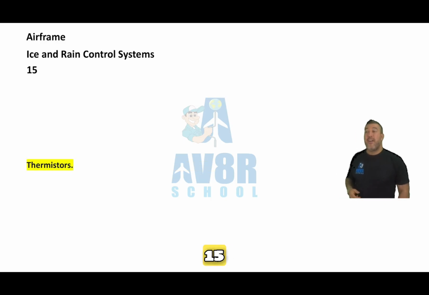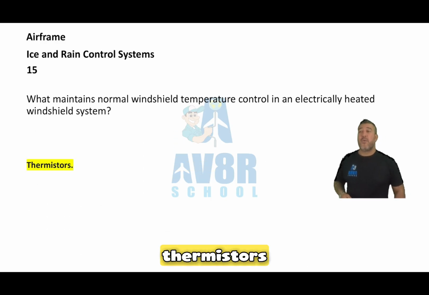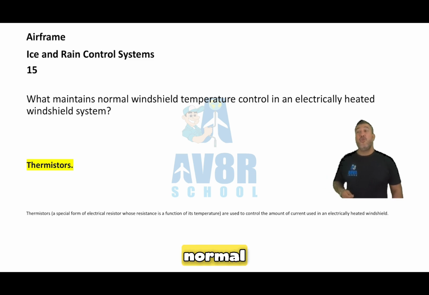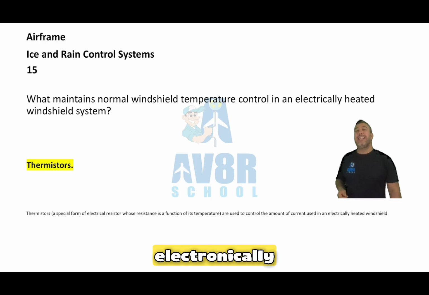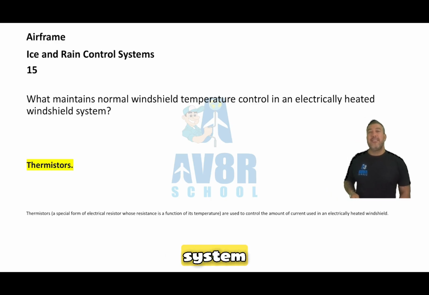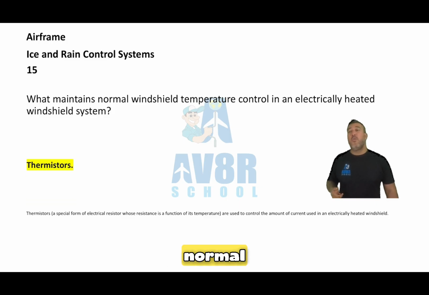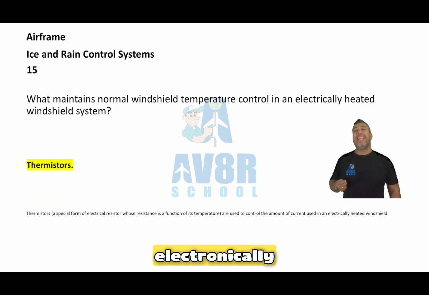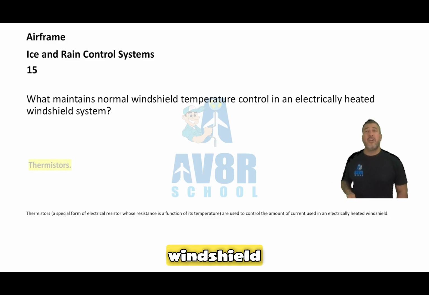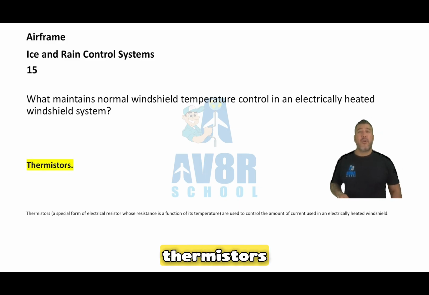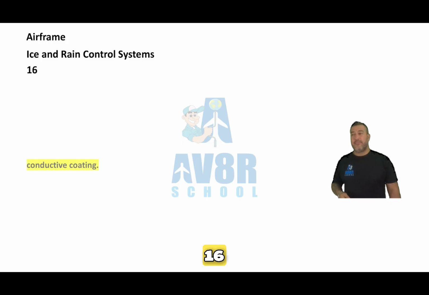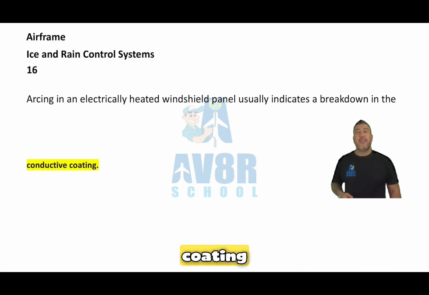Number 15, thermistors. So what maintains normal windshield temperature control in an electronically heated windshield system? It's the thermistors. Thermistors maintain normal windshield temperature control in an electronically heated windshield system.